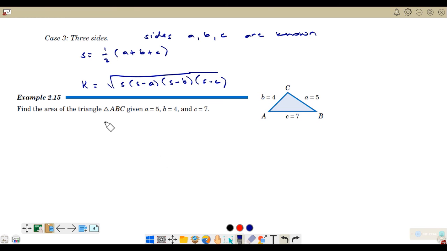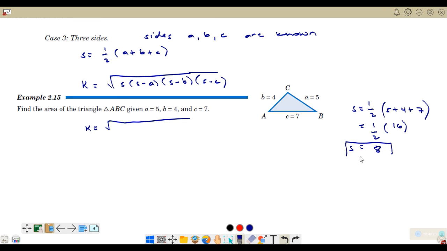Okay. So we have K is equal to S times S minus A times S minus B times S minus C. So let's first have the value of S. S is equal to 1/2 of A, 5, plus B, 4, plus 7, C. We have 1/2 is equal to, ilan to? 9 plus 7, 16. And 1/2 of 16 is 8. So we have S is equal to 8.